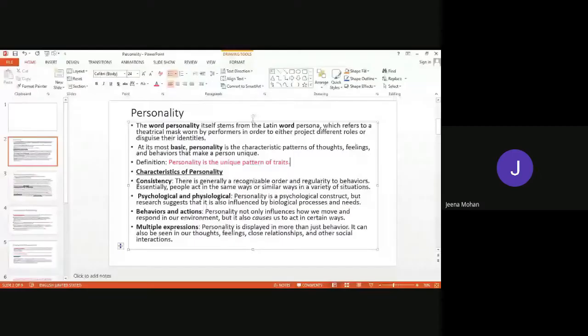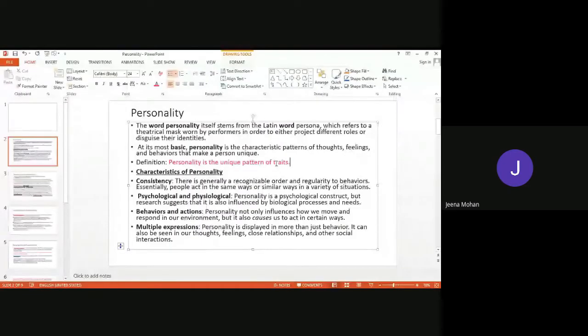and at the same time, when we talk about personality, we have to find an answer: what is the cause for a particular type of behavior? Then the last one is multiple expression. Multiple expression means it is not only behavior, but also thoughts, feelings, close relationships, and other social interactions. Okay, hope this slide is clear.